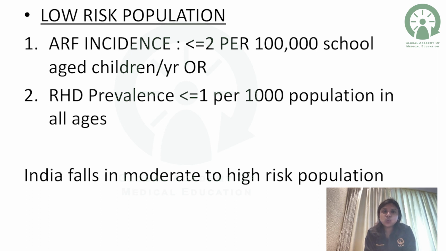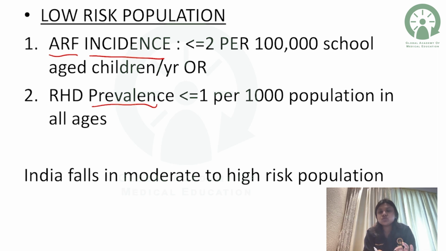So first is the low risk population. The definition of low risk population is acute rheumatic fever incidence less than or equal to 2 per 1 lakh school aged children, or rheumatic heart disease prevalence less than or equal to 1 per 1,000 population in all ages. This is very, very important.